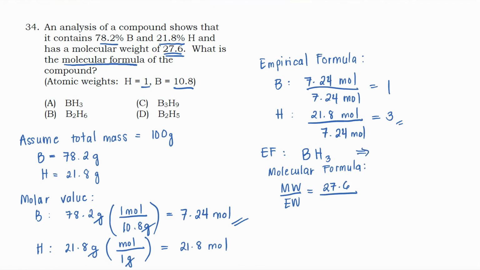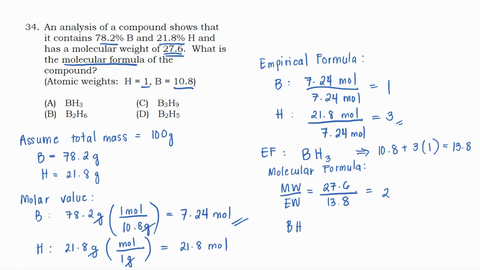So, the empirical weight of BH3 is 10.8 plus 3 times the atomic weight of H. That equals 10.8 plus 3, which is 13.8. So, that is the empirical weight. Then 27.6 divided by 13.8 is equal to, well, I'll leave the computing to you. So, the ratio is equal to 2.